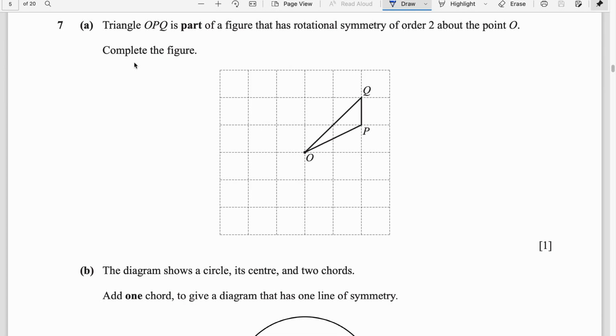Question number 7. Triangle OPQ is part of the figure that has a rotational symmetry of order 2 about the point O. Complete the figure. So order 2 means it would rotate 180. So Q would appear exactly at this point. P goes on other side at this point. And there you go.